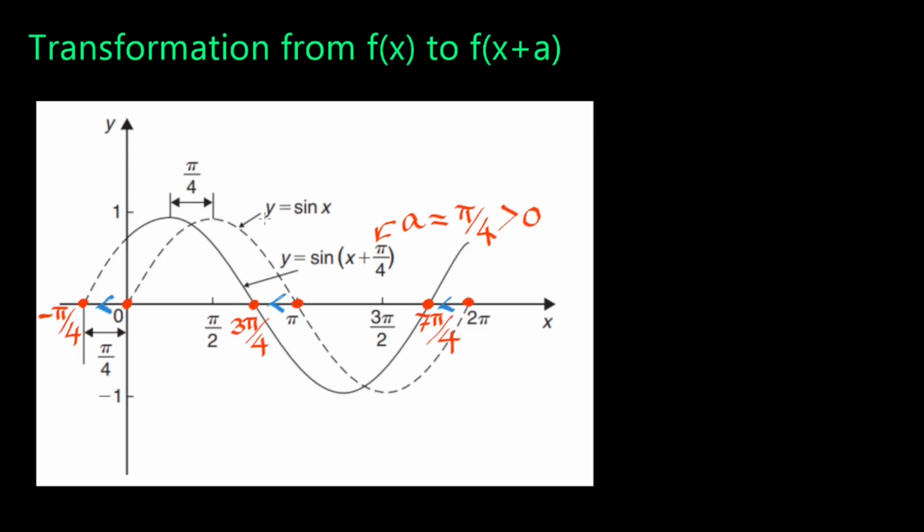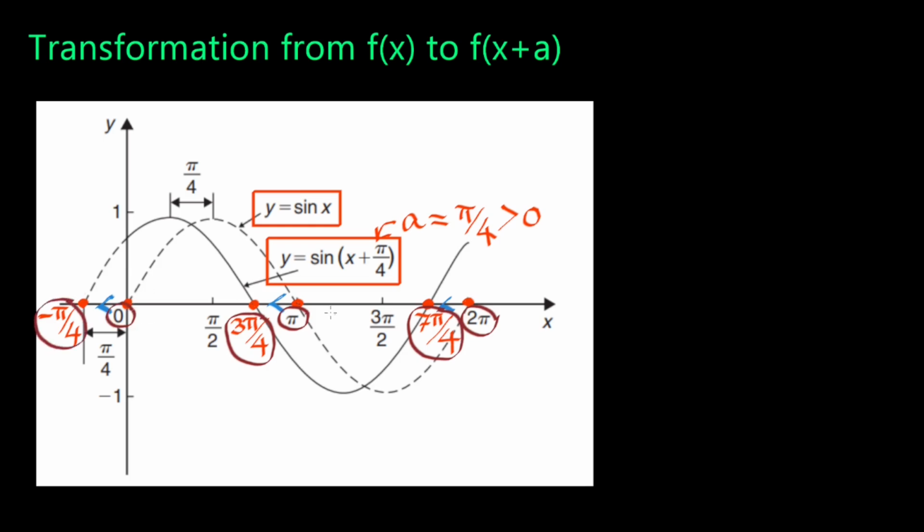Simple transformation from the curve of y equals sin x to y equals sin x plus pi by 4 can be obtained by shifting this pi to 3 pi by 4 to the left, this 2 pi to 7 pi by 4 to the left, and this 0 to minus pi by 4 to the left along the x-axis. And this shifting happens to the left because a in this case is pi by 4 and it is positive. The shape of the curve remaining the same.